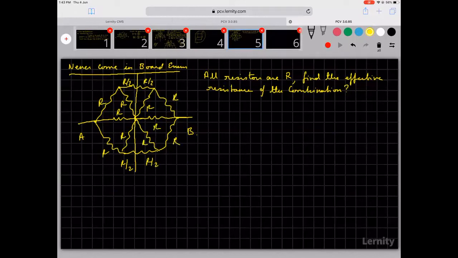So quickly find out what the effective resistance is. All of you, please try. Make an effort, and if you don't get it, then you see. But without trying, it won't work out.